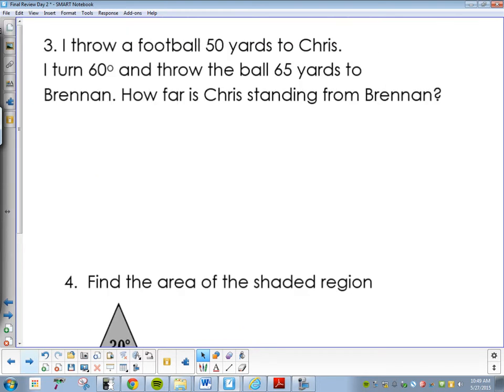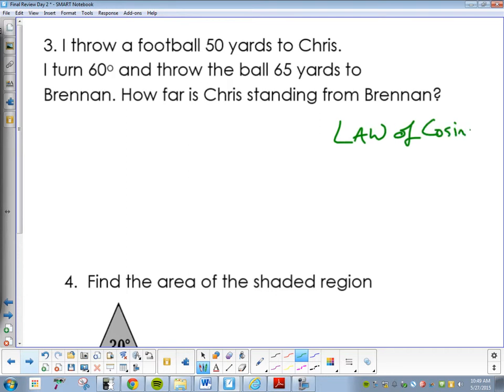Okay? Number 3 is a law of cosines problem. If we have time, we will come back to this one a little bit. But for right now, write law of cosines on it, and we will come back to it in a little bit. If we have time at the end of class, I will come back to number 3.